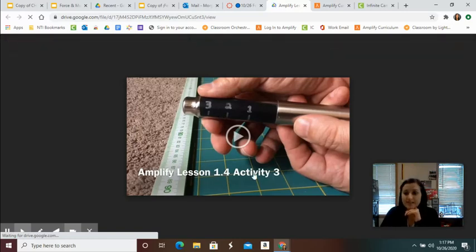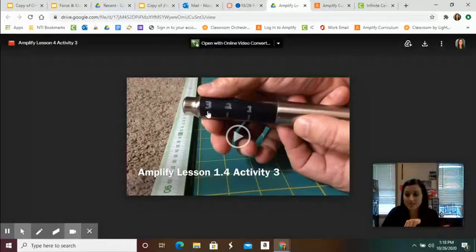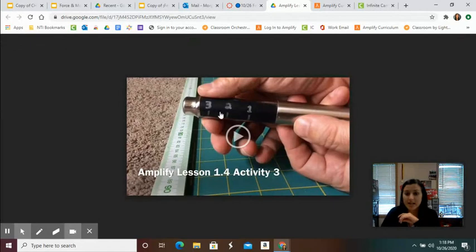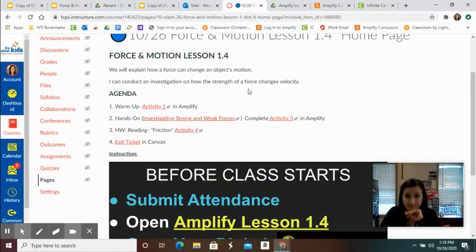I'm not going to play it because it won't pick up the sound, but it has to do with using this to shoot jar lids across the surface. This is going to be the strength of our force, 1, 2, or 3, with 1 being the weakest and 3 being the strongest. We're going to see if the strength of the force, when we hit the jar lid, changes the velocity, which is how far the jar lid moves and how quickly it moves. So watch that, and then you'll see there's activity 3 and amplify.